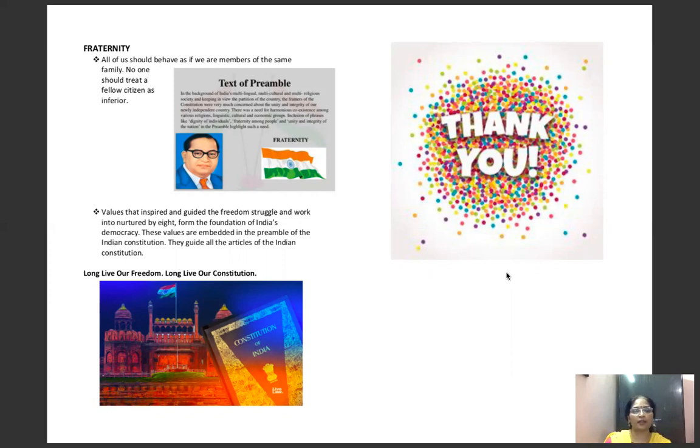Values that inspired and guided the freedom struggle were nurtured by the people. It was not just a handful of people. Maybe they represented us, but it was not a handful. There were 299 members of the Constituent Assembly who actually worked for us, made our constitution, and formed the foundation of India's democracy. These values are embedded in the preamble of the Indian Constitution. They guide all the articles of the Indian Constitution.